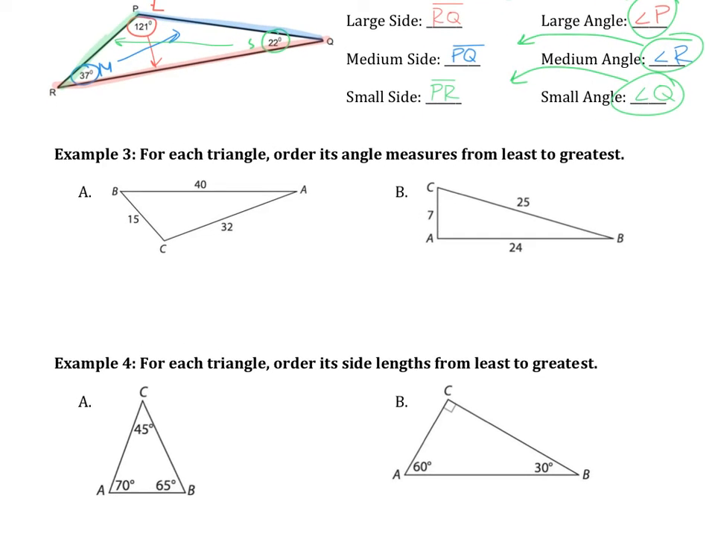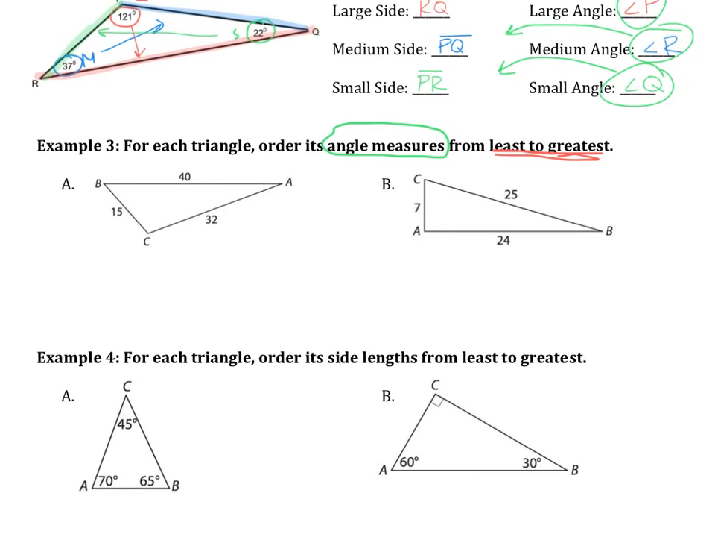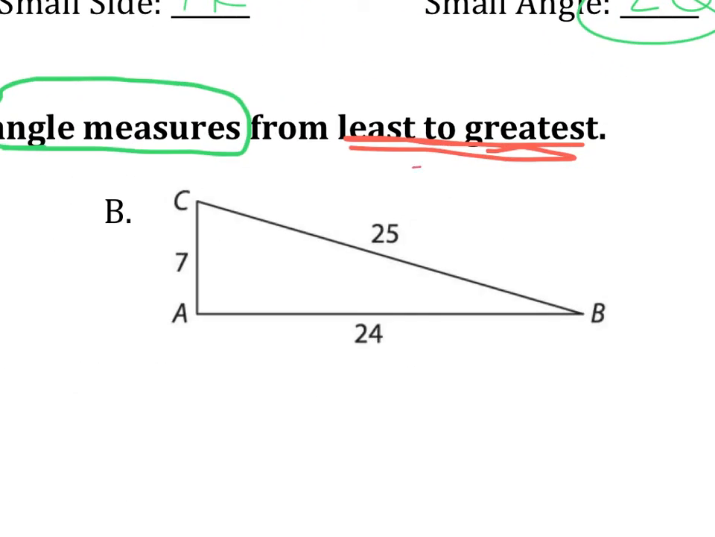So example 3, for each triangle, order the angle measures. It's very important you read these problems because they can be a little tricky. Make sure we're talking angle measures, and again, from least to greatest. You've got to read the directions. It may switch it up on you and say greatest to least, but you have to be able to read and know which one you're looking for. So I'm looking for least to greatest, which is smallest to largest.